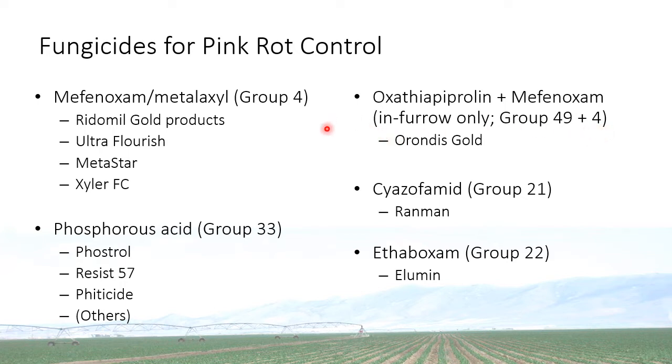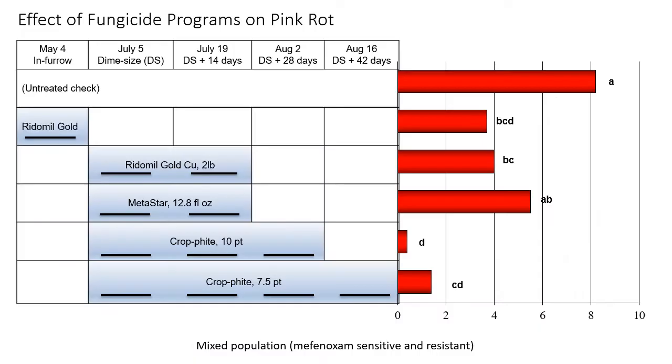Two others that we've done work with here in southern Idaho include cyazofamid, which is labeled as Ranman, and ethaboxam, which is labeled as Elumin. They are also in different groups. They have not been as consistent as those that we've seen in the first three groups, but they do show some activity, and some growers have reported using these with good results. But we feel that they may not be as consistent performers as some of the others.